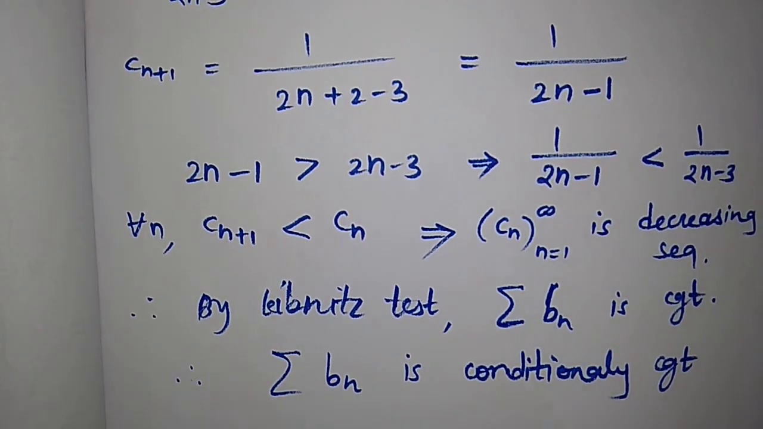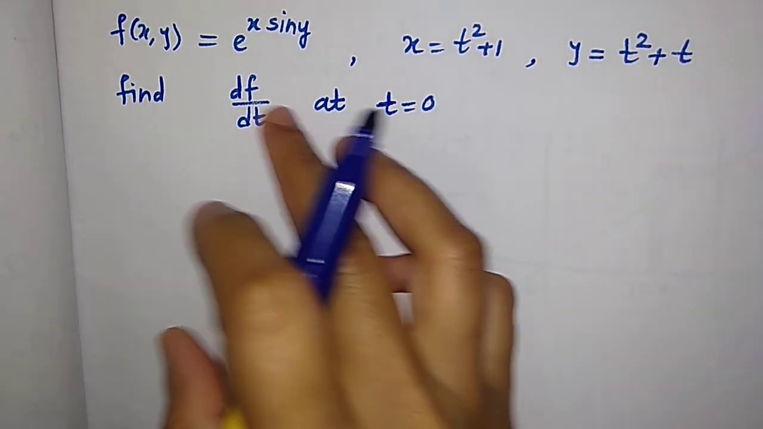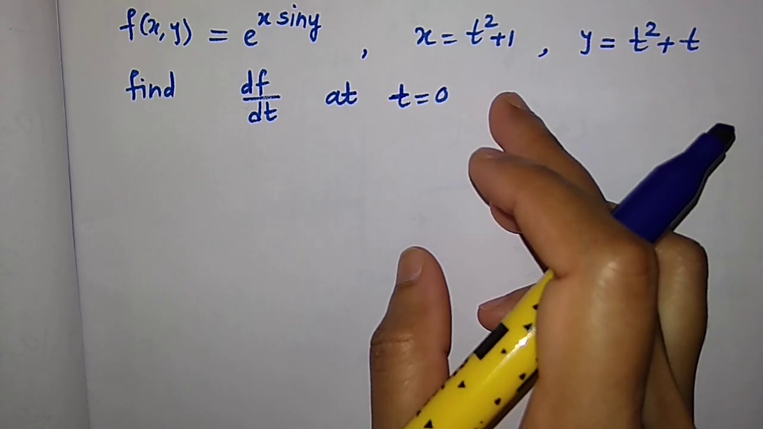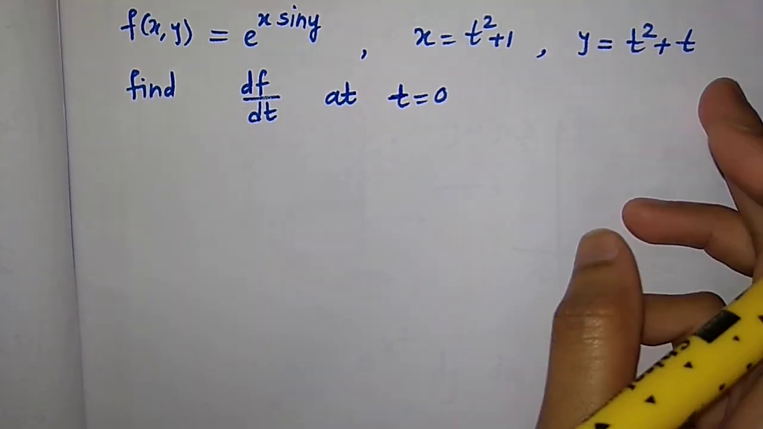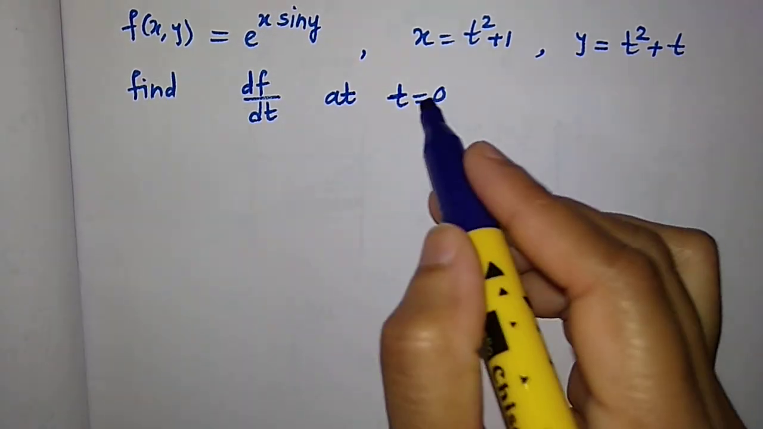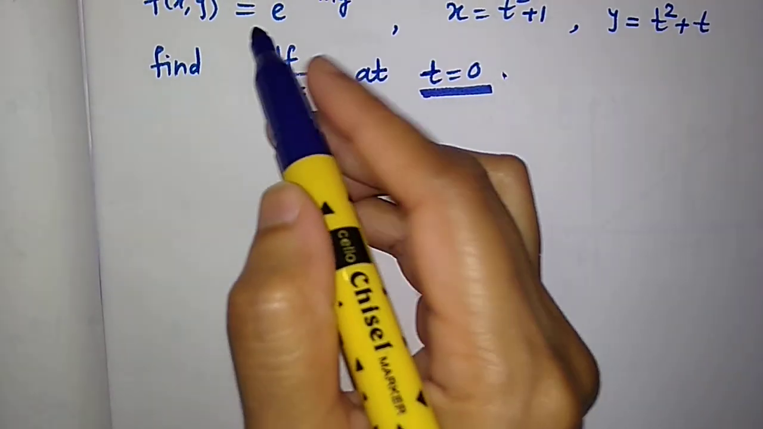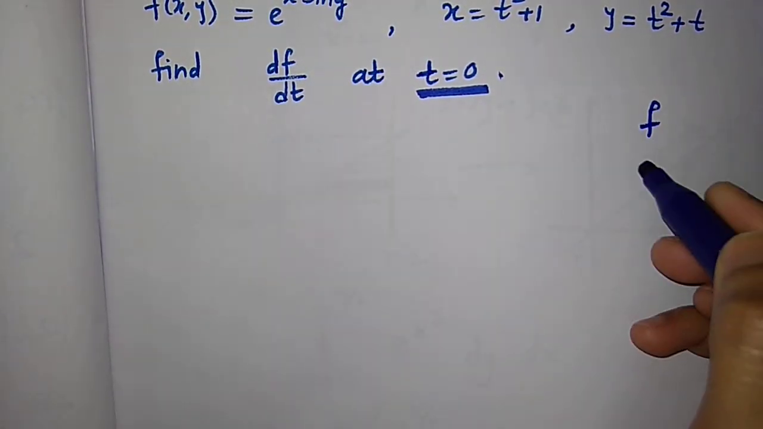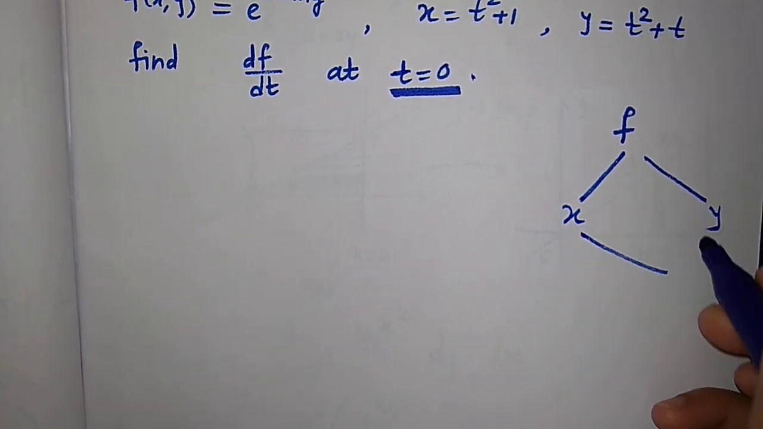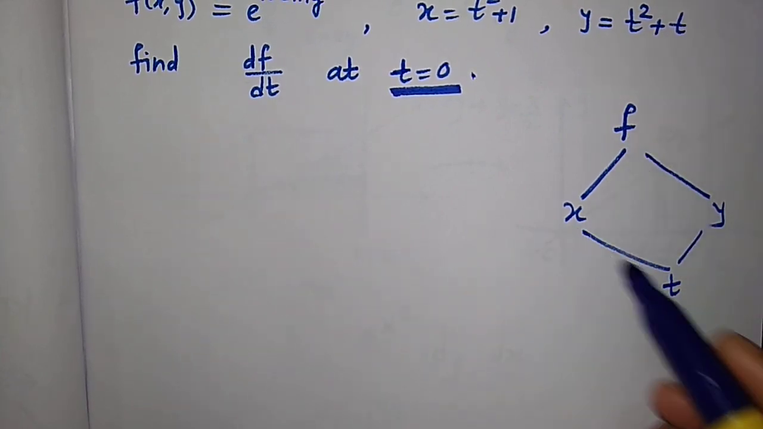Now let us solve another question. Here we are given a function f of x, y equal to e raised to x into sin y, and x is equal to t square plus 1, y is equal to t square plus t. We have to find df by dt at t equal to 0. So use the chain rule, because f is a function of x and y. Let us write down this diagram. f is a function of x and y, and x and y are functions of the variable t, and we have to find df by dt.